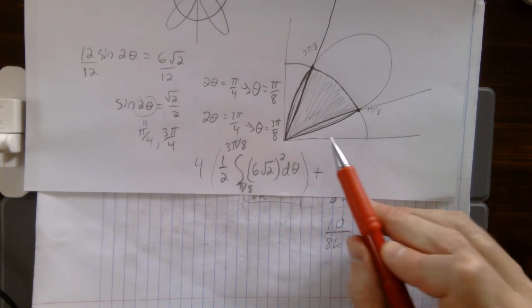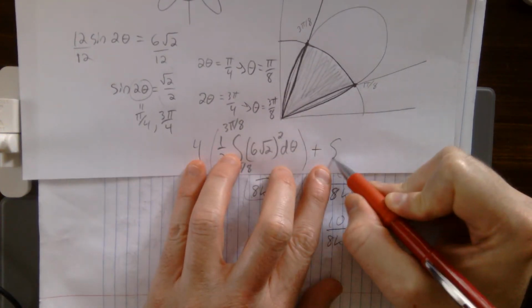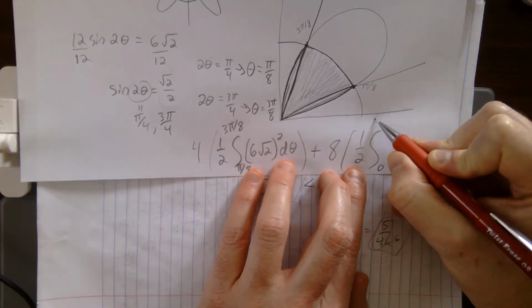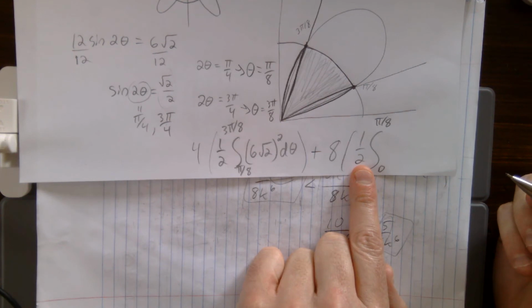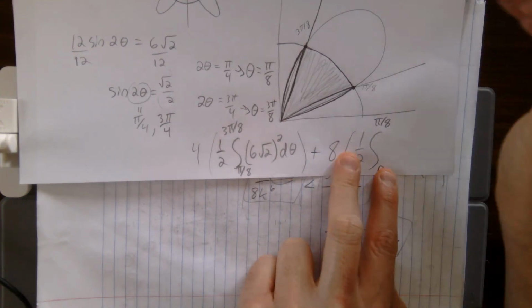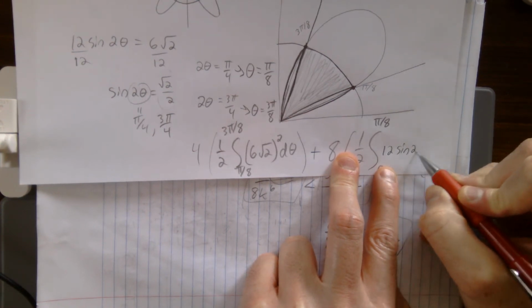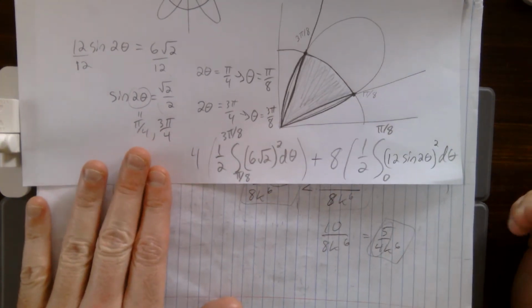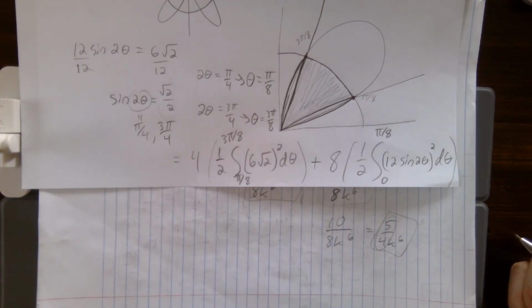But these are equal in area. So actually, how many slivers do we have? 2 in the first quadrant, 2 in the second, 2 in the third, 2 in the fourth. That's 8 slivers. So we need 8 slivers, and the area of each sliver is 1/2 times the integral of the function of the petal of the rose squared d theta. And so that is how we will set up the integrals for the areas.